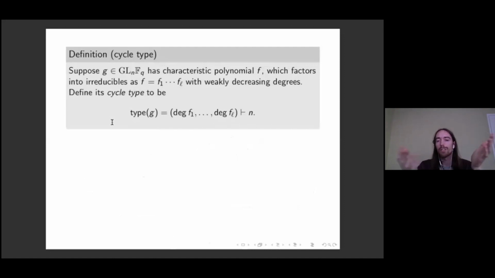And like I said, this was considered in the 80s, but I haven't yet seen someone write down the definition of cycle type for GLNFQ. Let's enumerate factorizations. So basically, given a matrix, write down its characteristic polynomial, factor it into irreducibles, and just record their degrees in weakly decreasing order. It gives you a partition of n, and let's call that the cycle type.